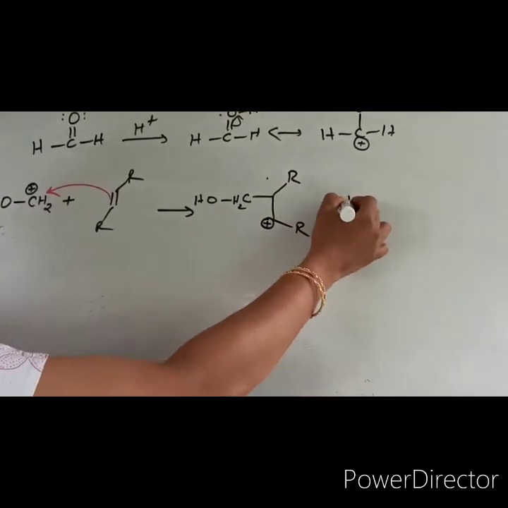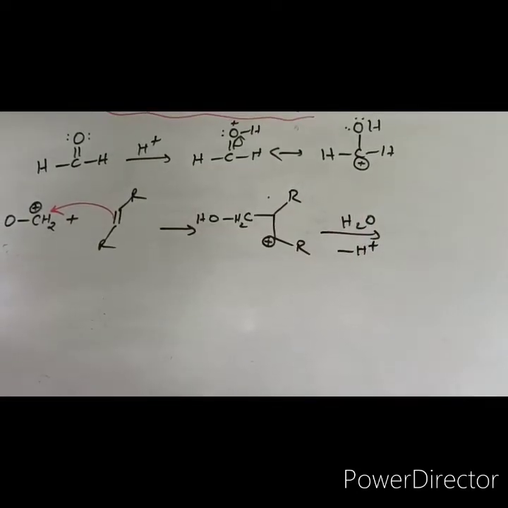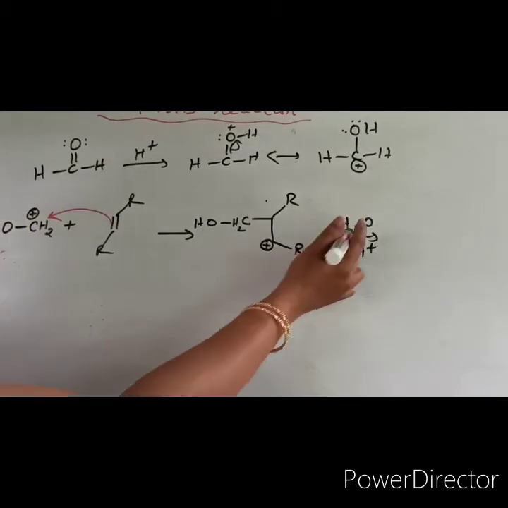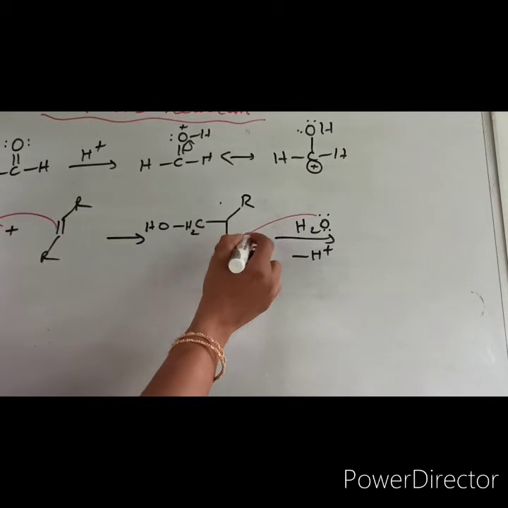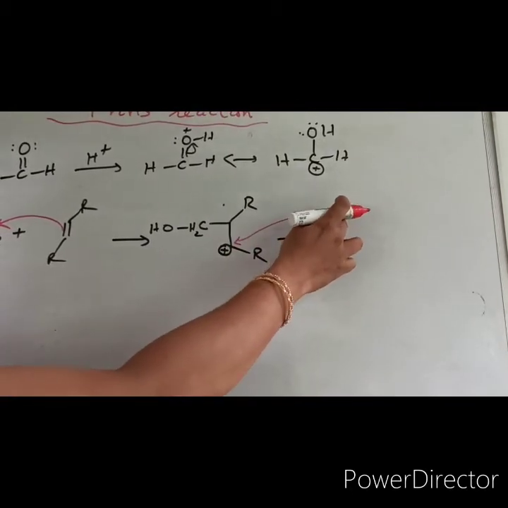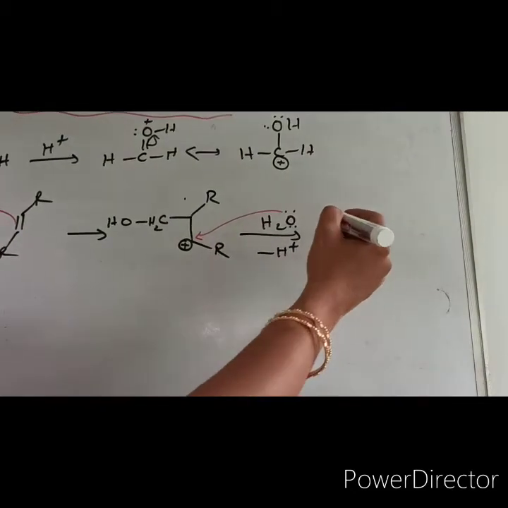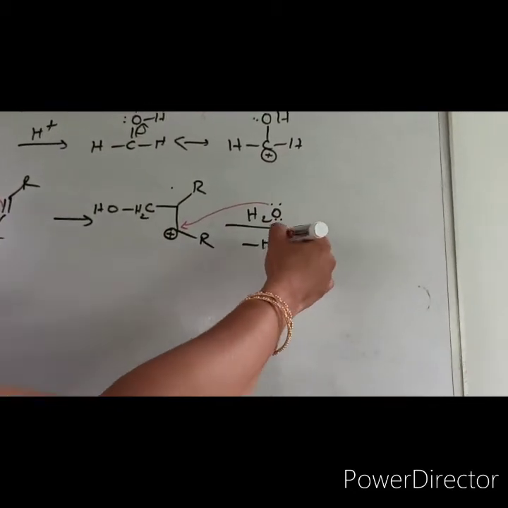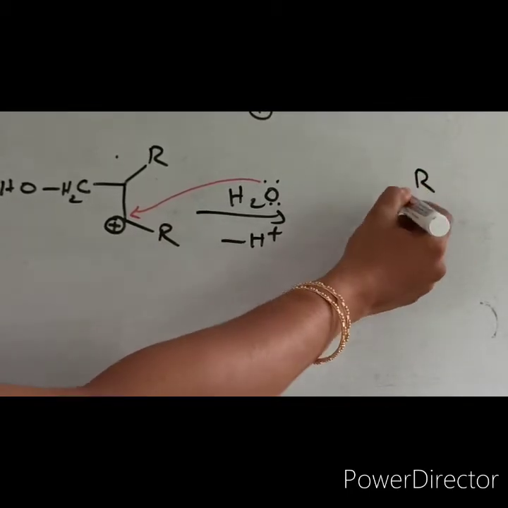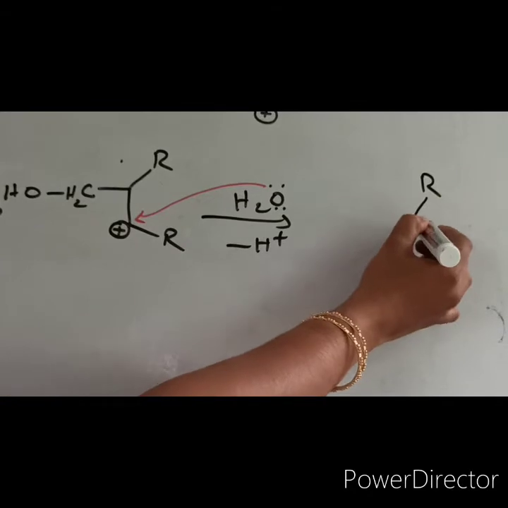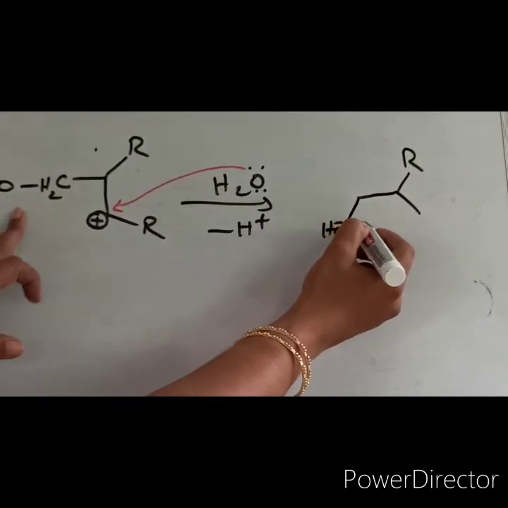Now if you are adding H2O, one proton will be eliminated. So H2O will be attacking here, and this will be getting a positive charge. If you are eliminating H plus, you will be getting R. Here this position CH2OH, this position CH2OH.